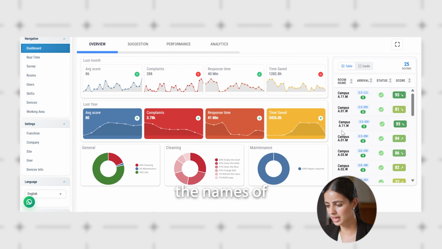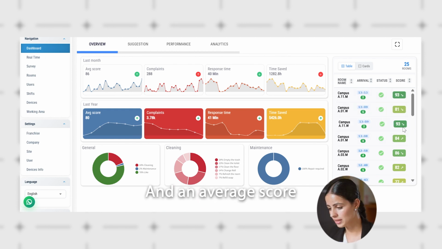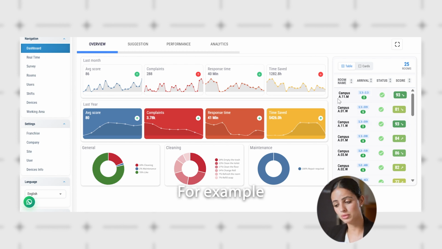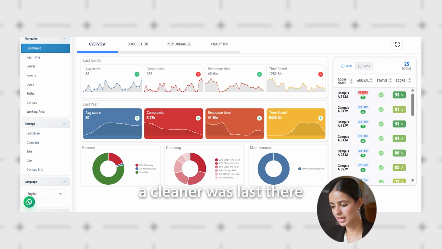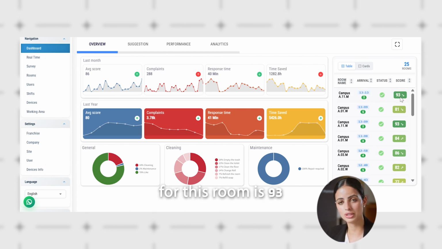Here, we have the names of the rooms and the number of times the cleaners have already pressed this point, and an average score for each room. For example, in Campus A11M, they visited the restrooms twice today. A cleaner was last there at 1:13 p.m. and the average score for this room is 93.